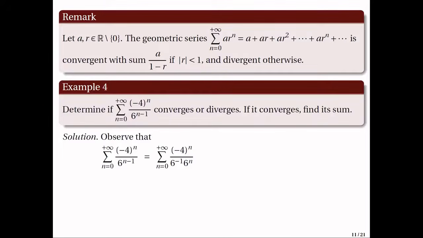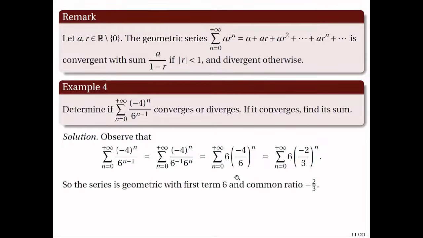to n. In this case, -4 raised to n and 6 raised to n have the same power, which means we can write the series in the following manner. We have the summation of 6 times the quantity -4 over 6 raised to n, with n ranging from 0 to infinity. And here we can simplify -4 over 6 as -2/3. Here we have a series, which is a geometric series, with first term equal to 6 and common ratio equal to -2/3.